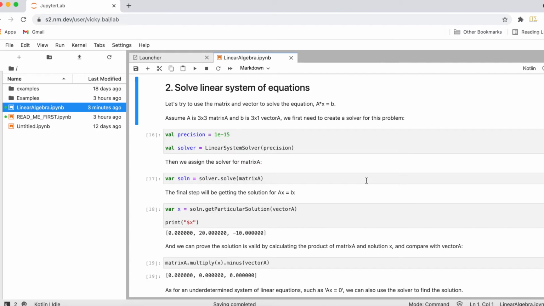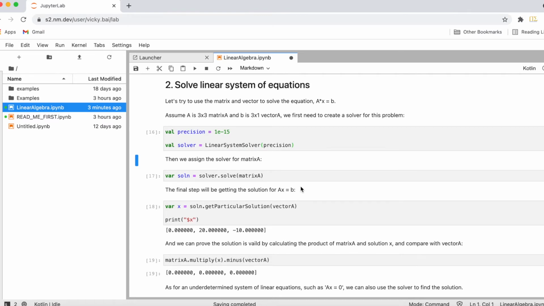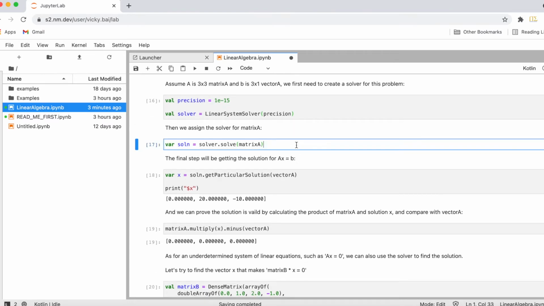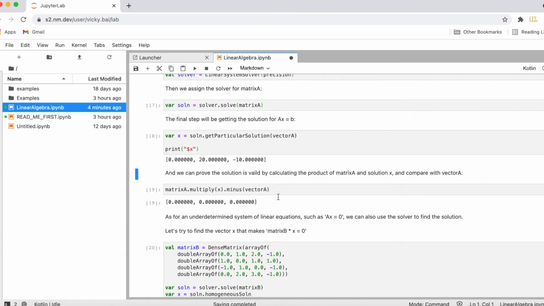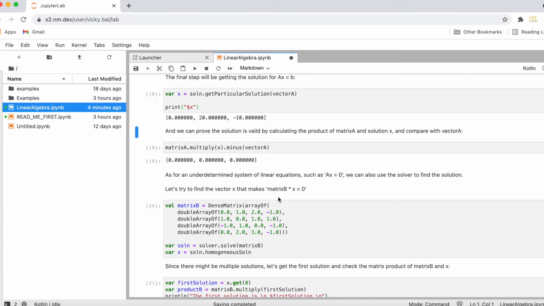Solve linear system of equations. Let's try to use the matrix and vector to solve the equation A multiplied by x equals b. Assume A is a 3 by 3 matrix and b is a 3 by 1 vector. We first need to create a solver for this problem. Then we assign the solver for matrix A. The final step will be getting the solution for Ax equals b. And we can prove the solution is valid by calculating the product of matrix A and solution x and comparing with vector b.